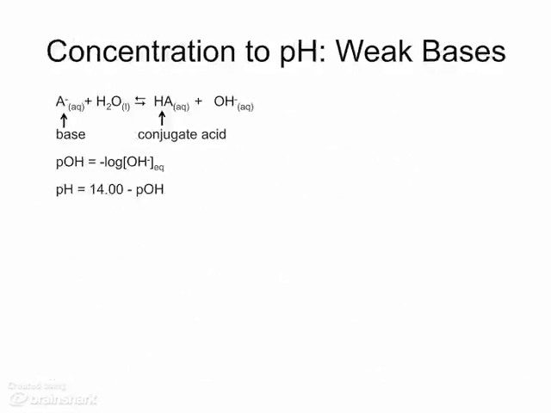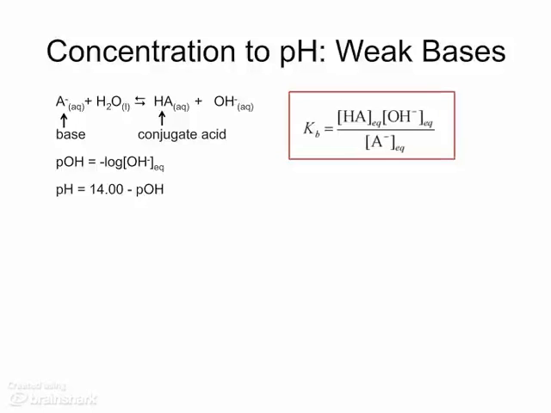Now that we've done a bunch of calculations for the weak acids, we want to do the same for the weak bases. So we know that when we have a weak base A- in water, it's in equilibrium with its conjugate acid HA and OH-. We can use the equilibrium concentration of OH- to calculate a pOH. And if we want to convert to pH, which we usually do, we can just take 14 minus pOH.